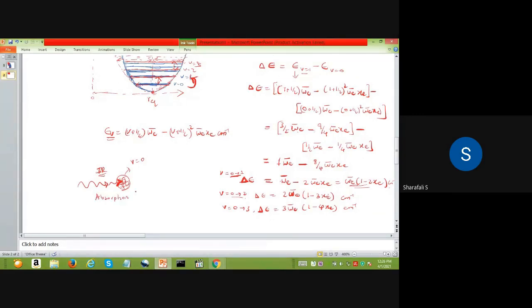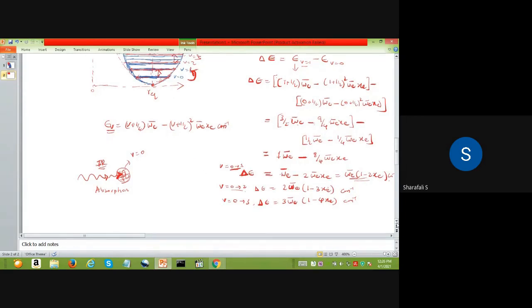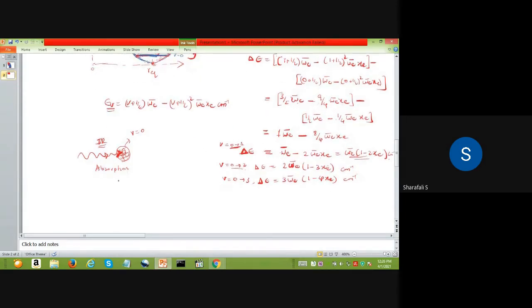Absorption of IR radiation by the molecule. Same scenario can happen when you have the molecule which is already in that V equal to 1 state, the higher energy level state, not in the ground state. That molecule can come back to the ground state V equal to 0, from higher state to lower state.